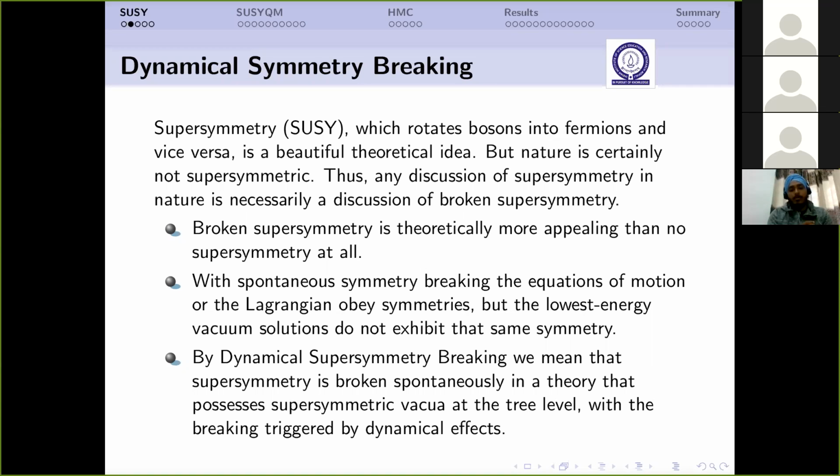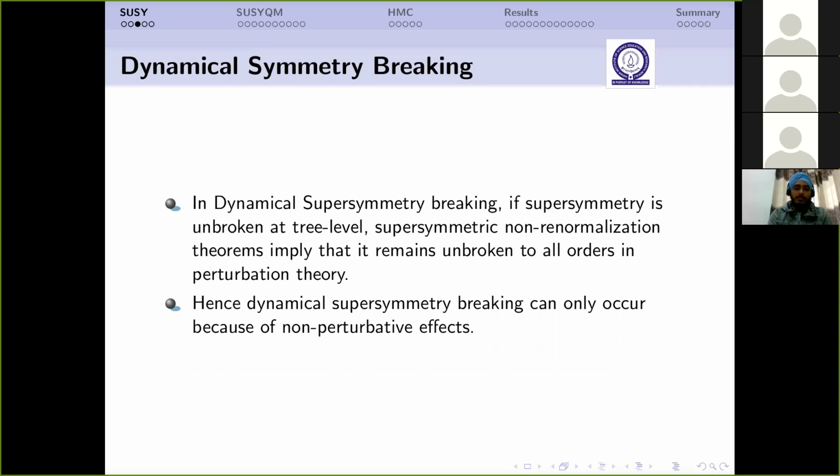By these non-renormalization theorems, we say that if the supersymmetry is actually unbroken at the tree level, it stays unbroken to all orders of perturbation theory. So the only way dynamical supersymmetry breaking can occur is because of non-perturbative effects. There are various non-perturbative approaches that people use, and here we are actually using the lattice technique.